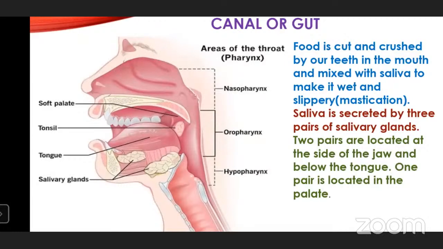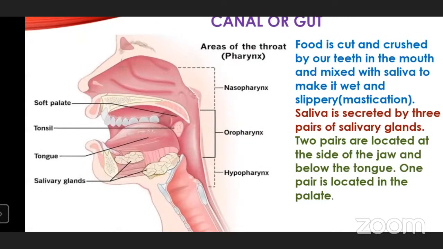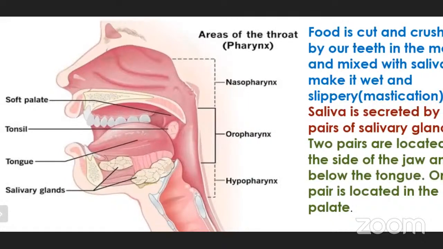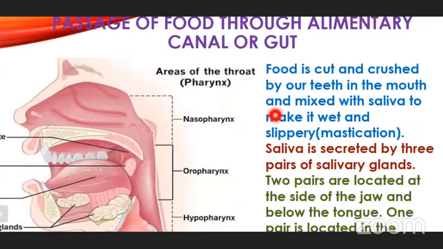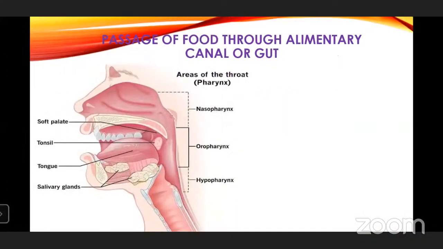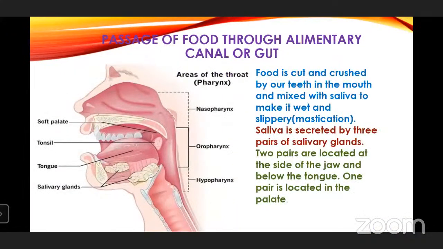Dear students, let us have a look here. Actually, this is nutrition in human beings. Okay, areas of the throat: pharynx, nasopharynx, hypopharynx. Food is cut and crushed by our teeth in the mouth and mixed with the saliva to make it wet and slippery. This is known as mastication, and saliva is secreted by 3 pairs of salivary glands.